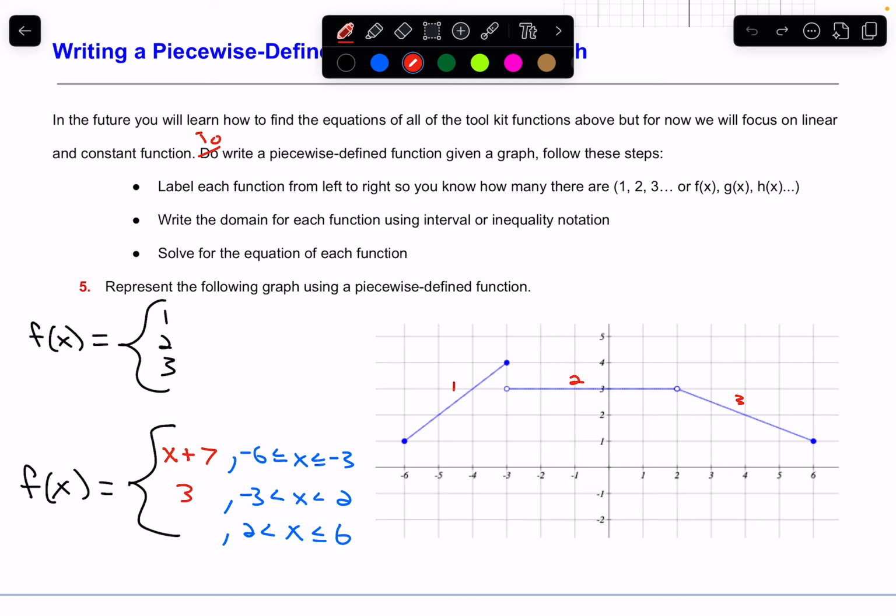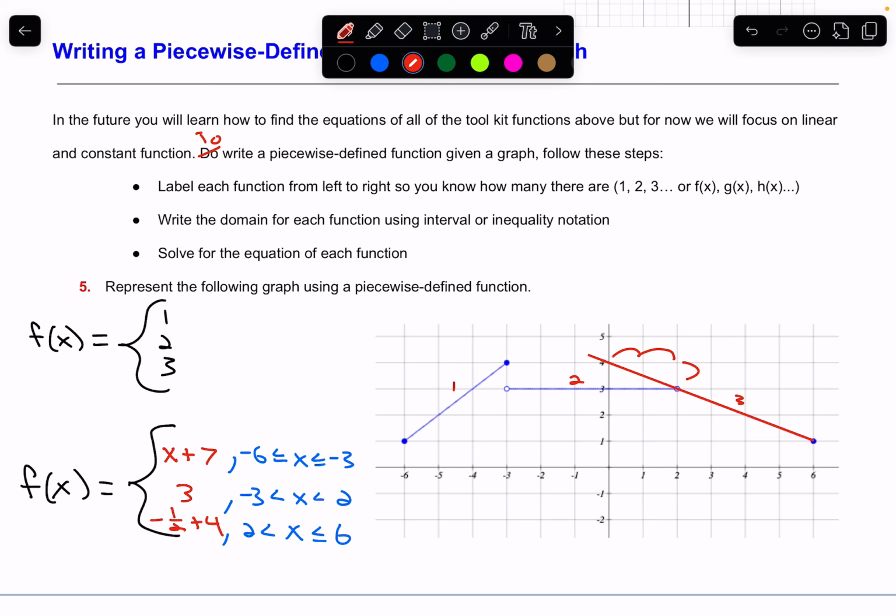We don't write the y equals, though, in the piecewise defined part, so we just write the 3. Okay, and then the function 3, if we continue this line, we'll see that the y-intercept is 4, and the slope of this line is right 2, down 1. So my slope is -1/2, where I'm going down 1/2, and my y-intercept is 4, so +4.